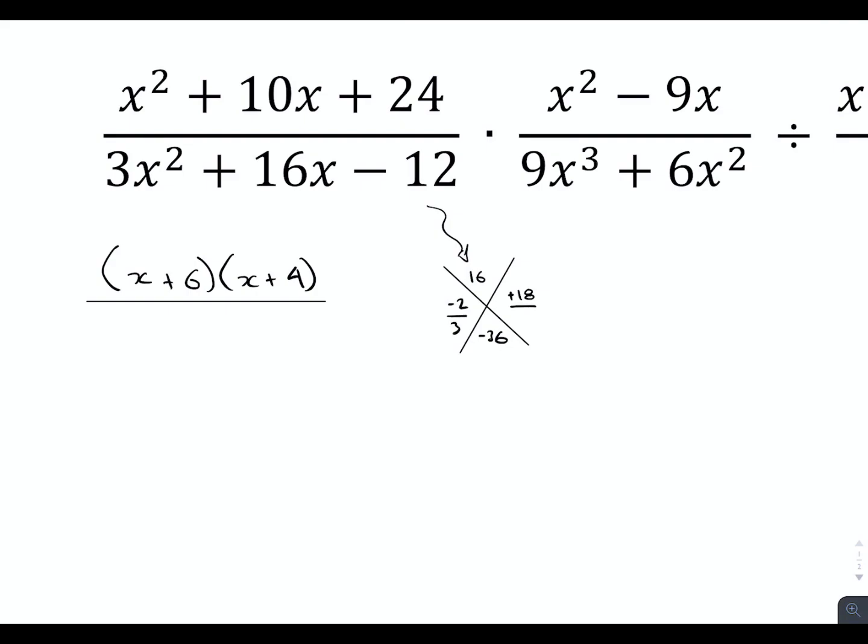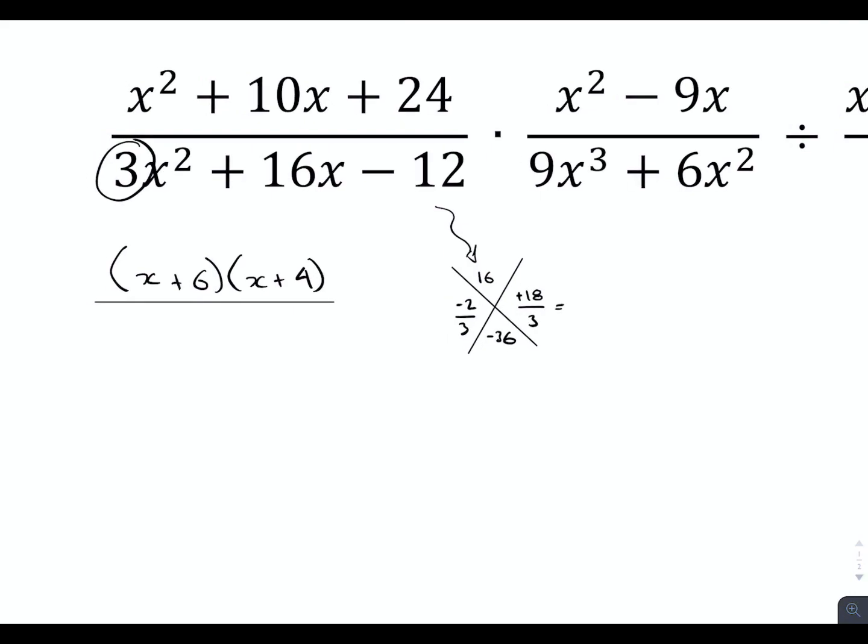We're going to multiply both of those by 3, which is the coefficient in front of the x squared. This reduces to 6 over 1. This will just remain negative 2 over 3. And we can factor this out as 3x minus 2 and x plus 6. So that's our first term.